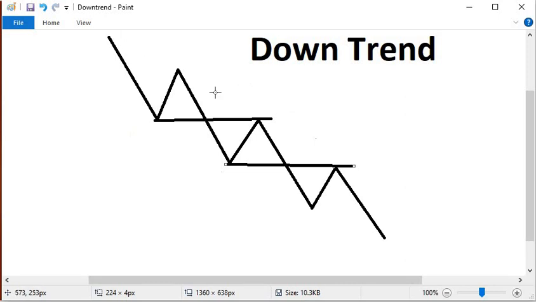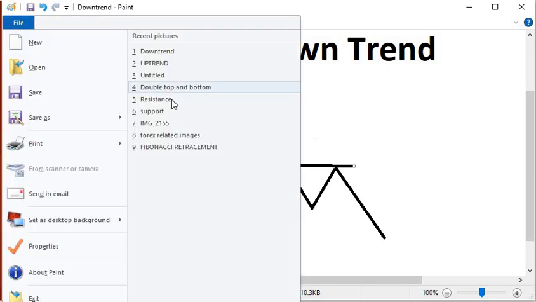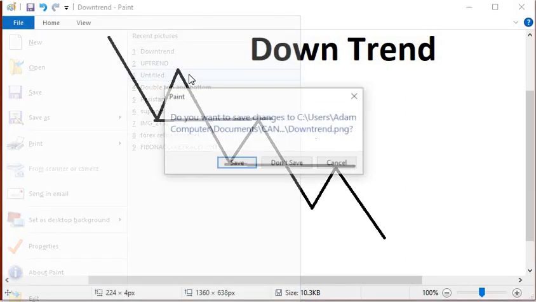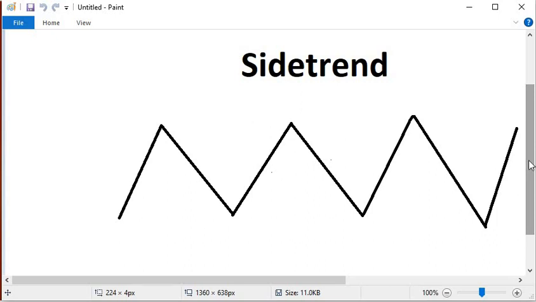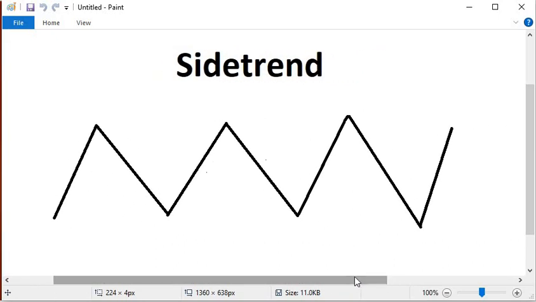Before taking you to the charts, I will show you another illustration too, and it is untitled. It is for side trend. Side trend is also called choppy market and consolidating market. So these all three are the names of side trend.